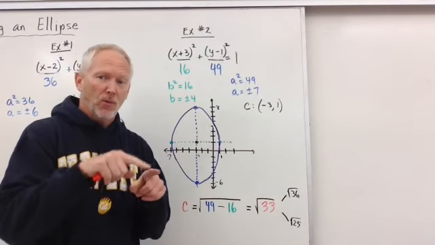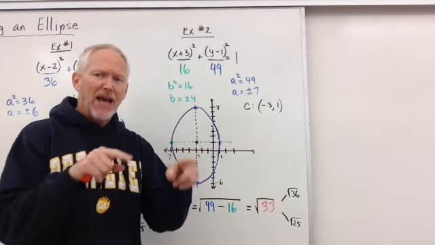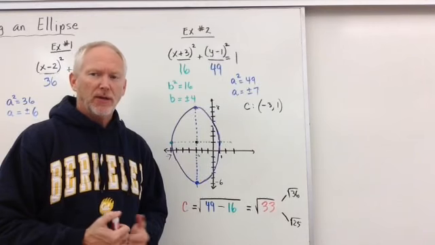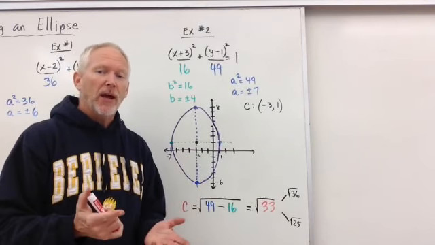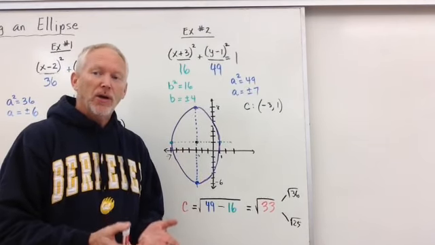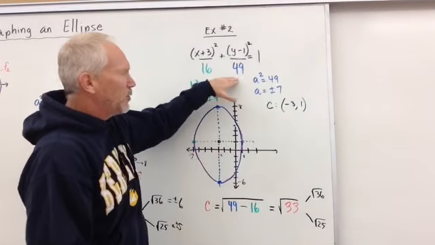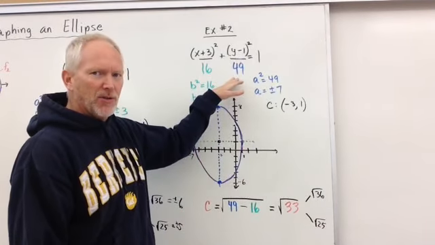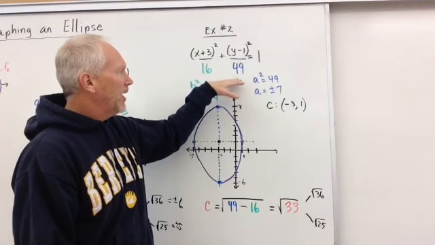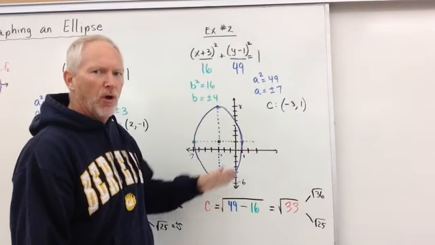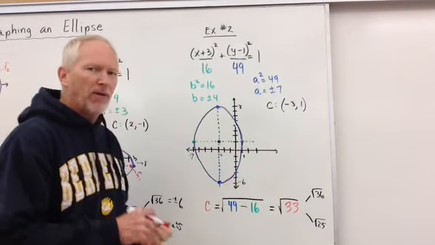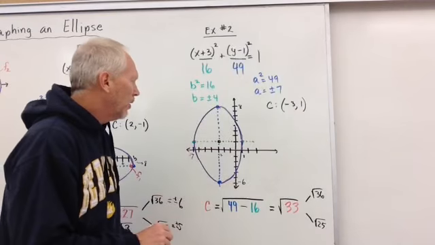Is it going to be in the y category or is it in the x category? What do you think? Well, if you answered in the y category, you would be correct because it's where the a value is longer. So again, since the a squared is the larger number, we're elongating in the y direction. That means my focal points need to be in the y direction.